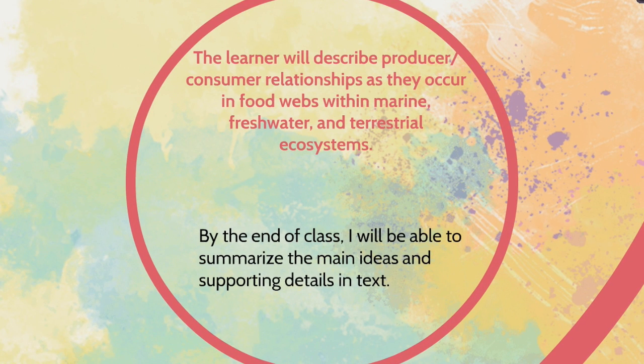Other objective examples for science: the learner will describe producer-consumer relationships as they occur in food webs within marine, freshwater, and terrestrial ecosystems. This originally comes from a standard that has multiple types of relationships, but you may not get to those all in one class period, so you might want to pull what's the one from that standard you're going to do for the day.